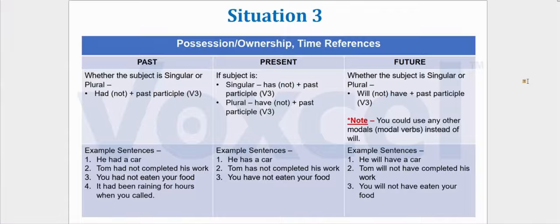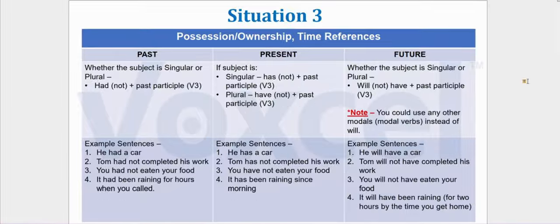Past, it had been raining for hours when you called. Present, it has been raining since morning. Future, it will have been raining. This is not the complete sentence, but for reference purposes, I have made the complete sentence: for 2 hours by the time you get home. So I hope that you know when to use the future perfect and future perfect continuous tenses. If you don't know, you can just look at the grammar for a while. You will understand when you are using these particular sentences.